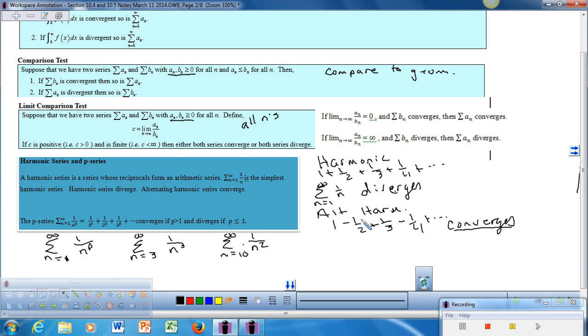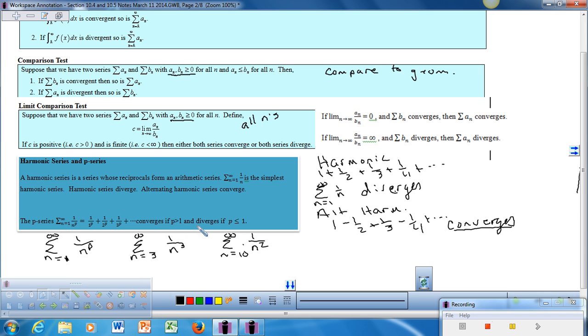With the p-series, we actually proved the first two. We did 1 over n, and that one diverged. And we did 1 over n squared, and that one converged. And if we had looked at 1 over n cubed, we would have seen that that also converges. So our rule for a p-series is, if p is less than or equal to 1, it will diverge. I mixed up my slide.